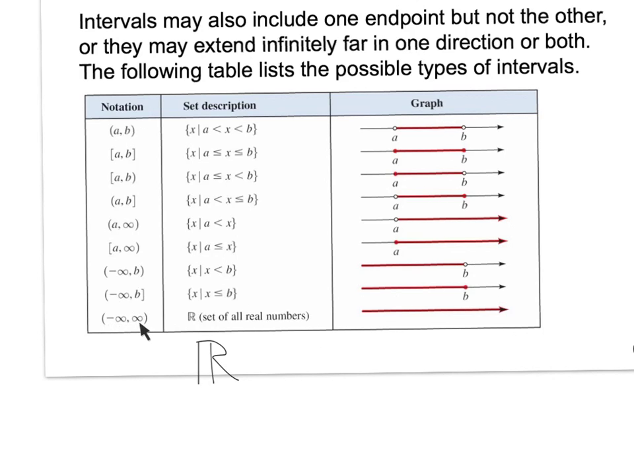We don't put brackets on the infinities, because they're technically not numbers. And this would be the whole number line. So we'd actually put an arrow on the end of that, and there too.